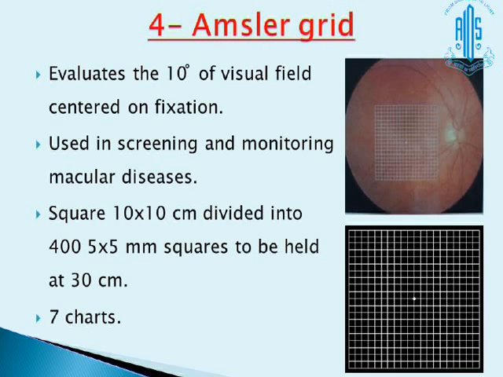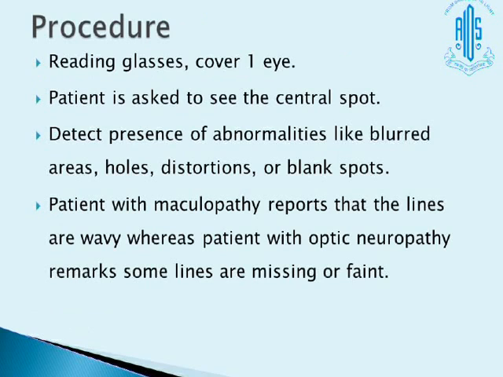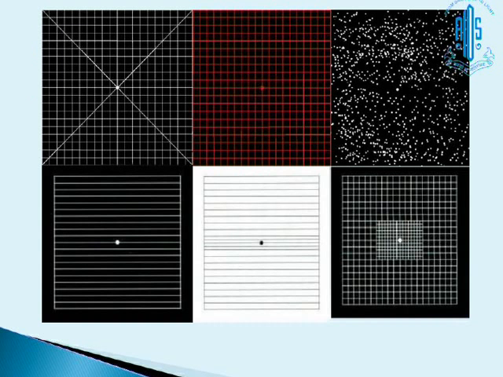Reading glass: the patient should wear his reading glass and cover the other eye. Patient is asked to see the central spot and detect the presence of abnormalities like blurred area, holes, distortion, and blank spots. Patient with maculopathy reports that the lines are wavy, whereas patient with optic neuropathy remarks some lines are missing or faint. We have this chart.